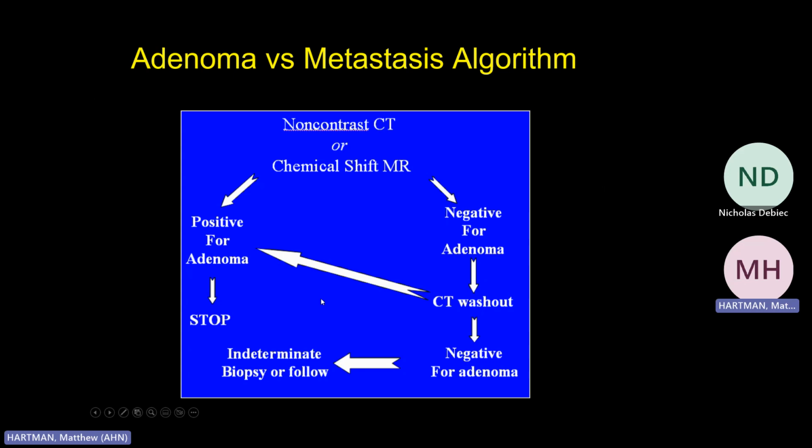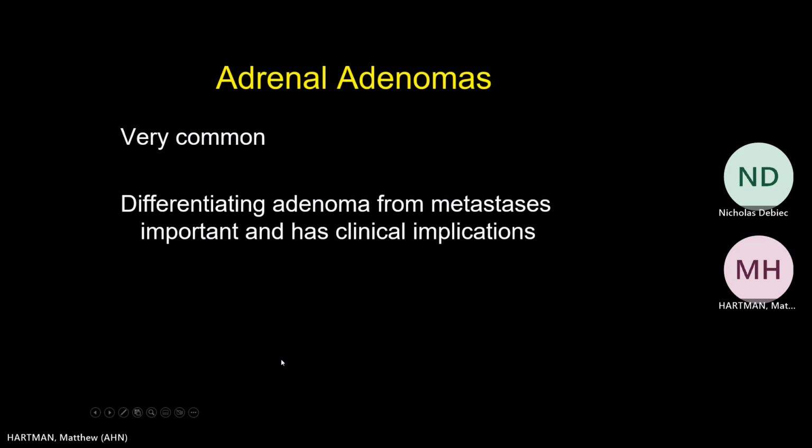Here's the algorithm for diagnosing adenomas. Again, you can do the non-contrast CT, you can do the washout, you can do the chemical shift MR. Sometimes you don't have an answer, and we either follow it or biopsy it. So to review, adrenal adenomas are very common, and we can diagnose them with a non-contrast scan, less than 10 Hounsfield units. We can do the washout on CT, or we can do the MRI with the in and out of phase imaging.